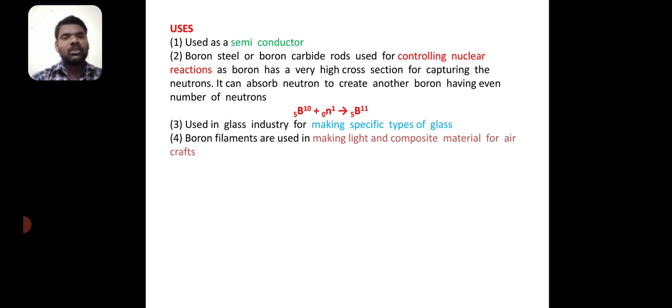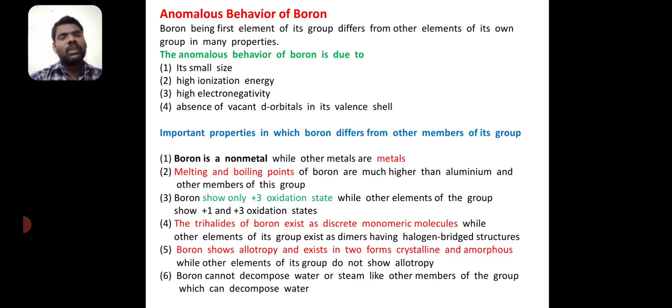Boron is used in the glass industry for making specific types of glass. Boron filaments are used in making light composite materials for aircraft. So these are the uses of boron. Now we can see the anomalous behavior of boron. What is the anomalous behavior?